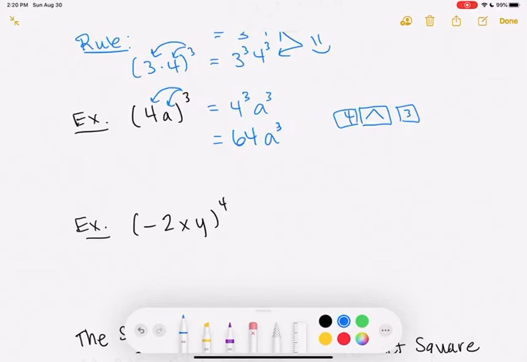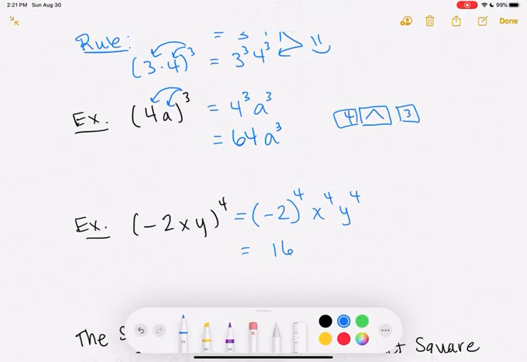This next one is a little bit trickier because that whole -2, that's our whole quantity that we want to raise to the 4th power. So I'm going to put that in parentheses. So we have (-2) to the 4th, x to the 4th, y to the 4th. (-2) to the 4th is 16.